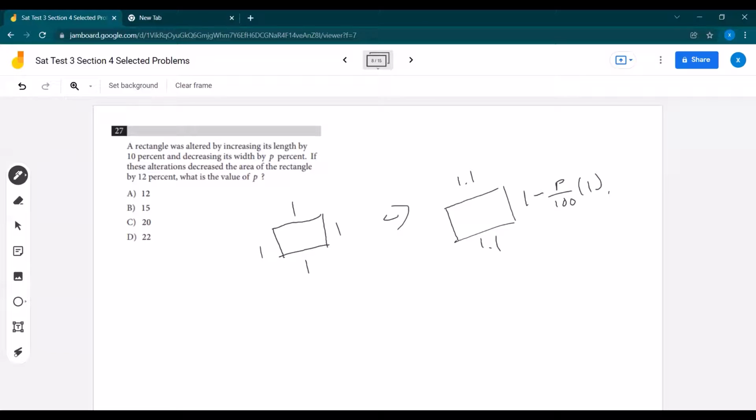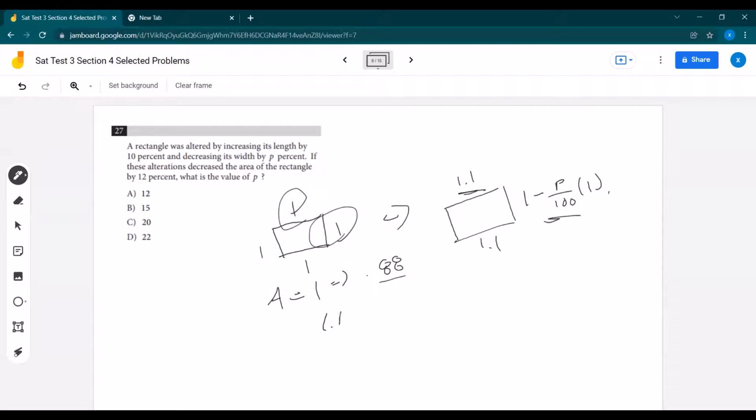And we know that these alterations are decreasing the area of the rectangle by 12%. So the area of this original rectangle is 1. If we decrease that by 12%, it becomes 0.88, because 1 minus 0.12 is 0.88. So we know that the new rectangle has an area of this, and this is the length, and this is the width. So we can multiply these together to find the value of p.